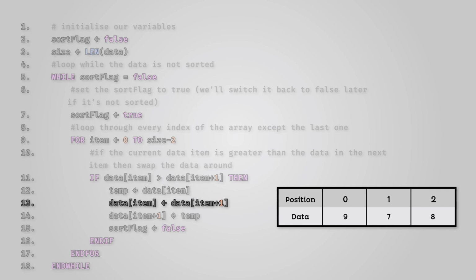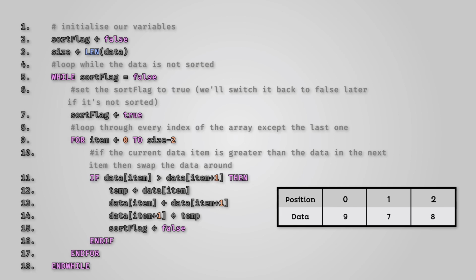Now we take the data at position 1, which is 7, and store it in the array at position 0. Next, we take the data we stored in our temp variable and store it in the array at position 1. The final line of code simply sets the sort flag variable to false. This ensures that once we've finished our current loop through the array, we'll make another pass to check whether everything is sorted. We can then simply keep repeating through this until everything is sorted.